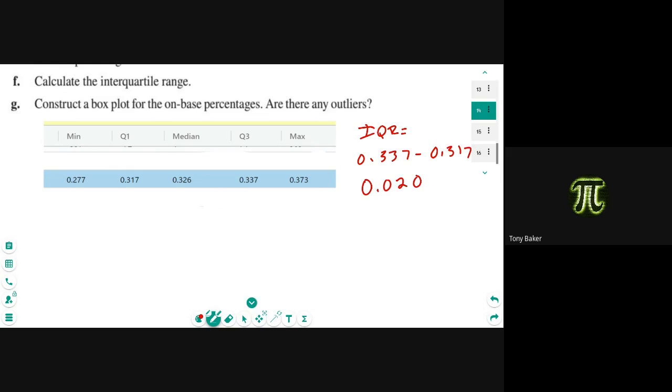So these numbers, yeah, there's something about baseball, but in the grand scheme of things, all your numbers don't have to be whole numbers. You can still do calculations on them. So my interquartile range doesn't change. I'm still subtracting the Q1 from the Q3. So I get 0.02. If I multiply that by the 1.5, what do I get?